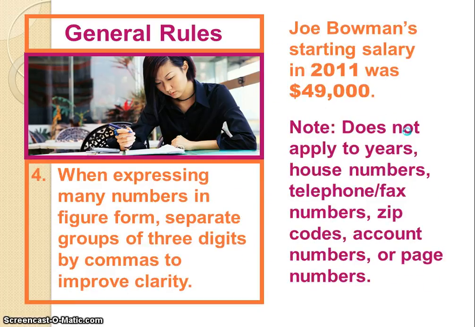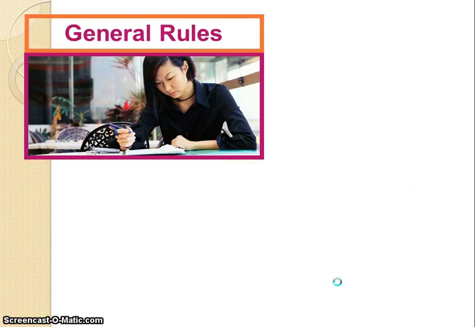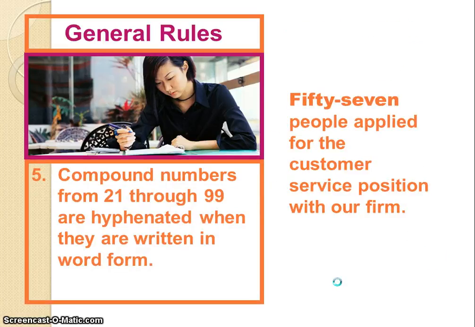Okay, and then when expressing many numbers in figure form, separate the groups of 3 digits by commas to improve clarity. And we've talked about this before, the thousands separator. It just makes them easier to read. This, of course, does not apply to years, house numbers, telephone and fax numbers, zip codes, account numbers, or page numbers. Compound numbers 21 through 99 are hyphenated when they are written in word form.